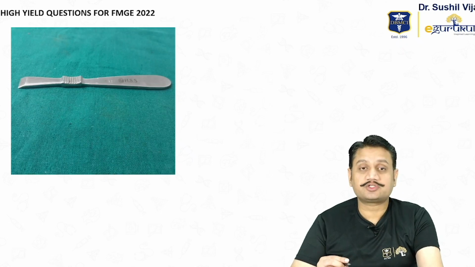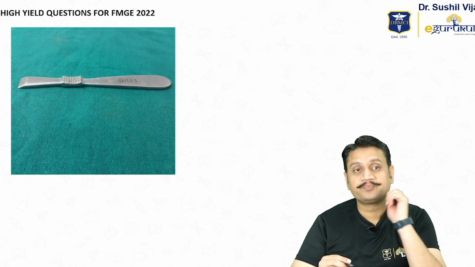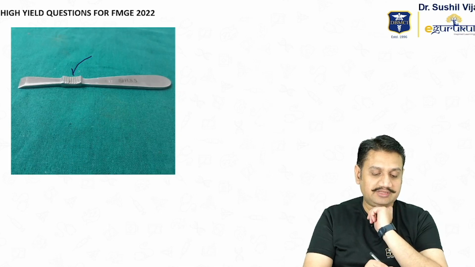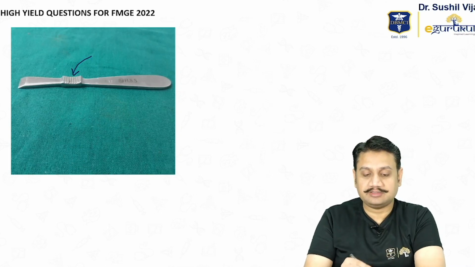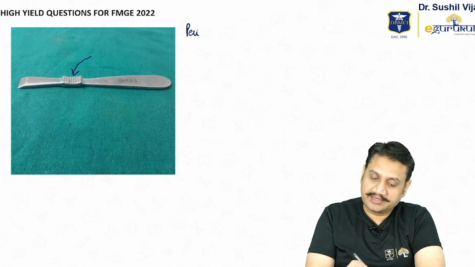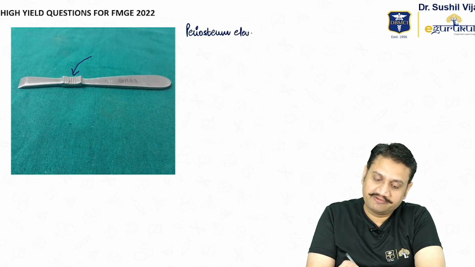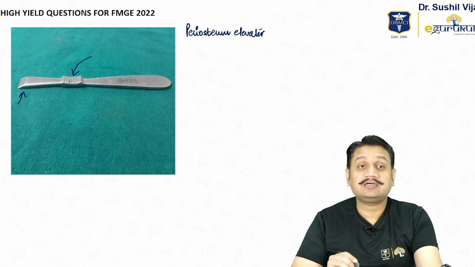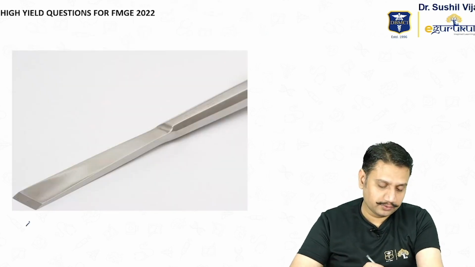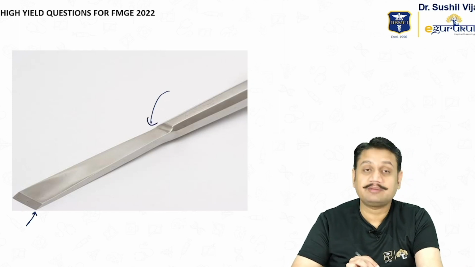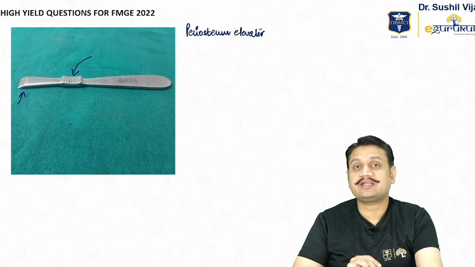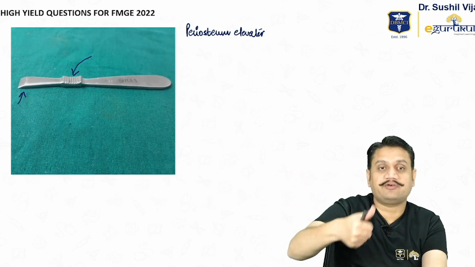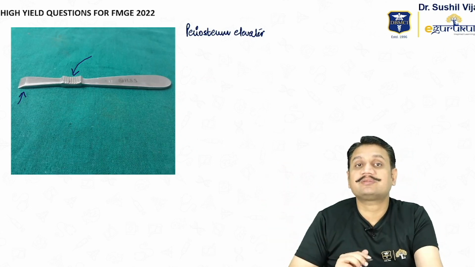Now, coming on to the instruments which are important from the orthopedic point of view. The first one you can see has a thumb rest over here. When you have a thumb rest, it is your periosteum elevator. You can very well get confused between a periosteum elevator and a chisel. A chisel would be almost similar, but it doesn't have a thumb rest. The thumb rest is given so that you can put your thumb here and scrape off the periosteum. That would be the periosteum elevator.